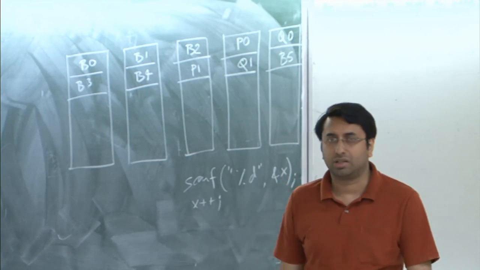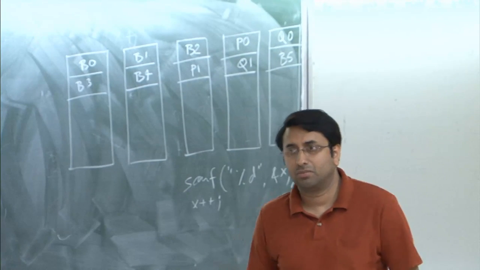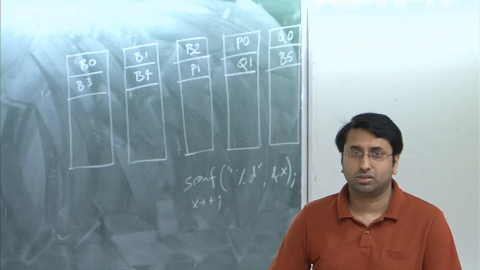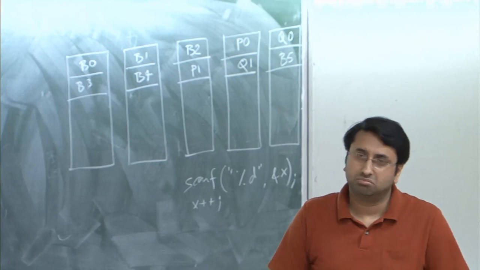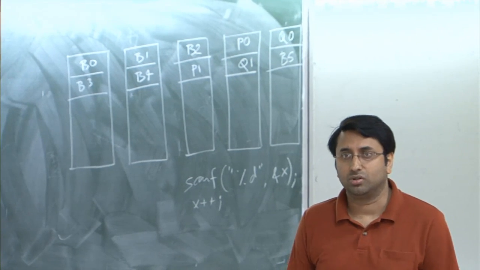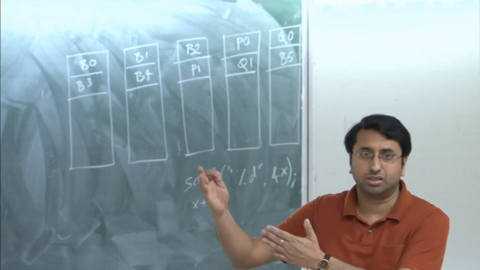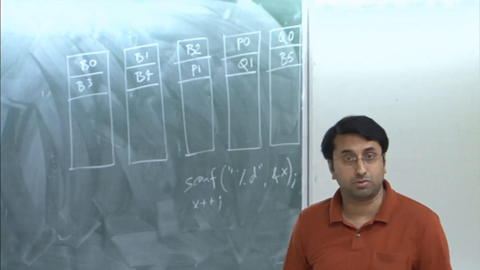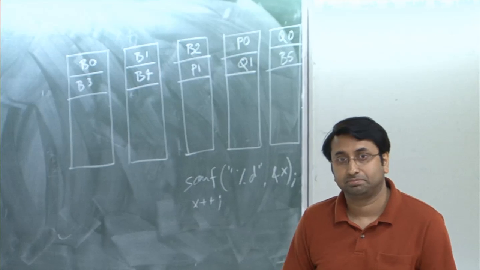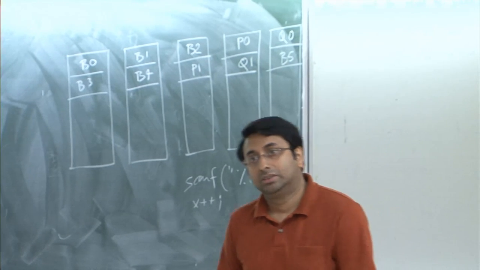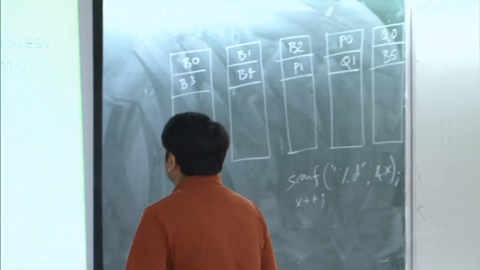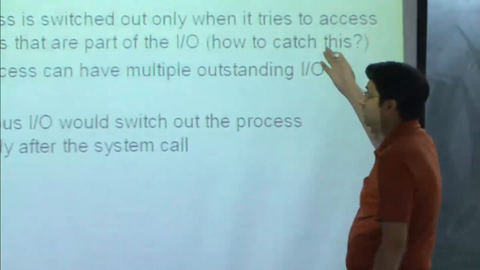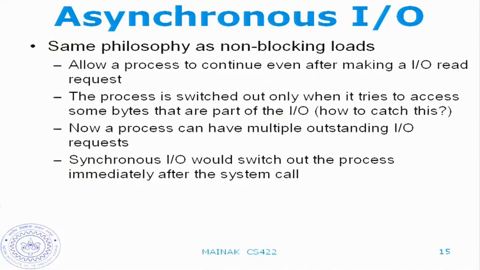But how do I know that x is not available? The compiler generates a virtual address, I look up the TLB, I make it a page fault, I do a translation, I go and access the physical page, I'll get some value, which is perfect. So how do I really achieve this particular thing? Keep track of completion.